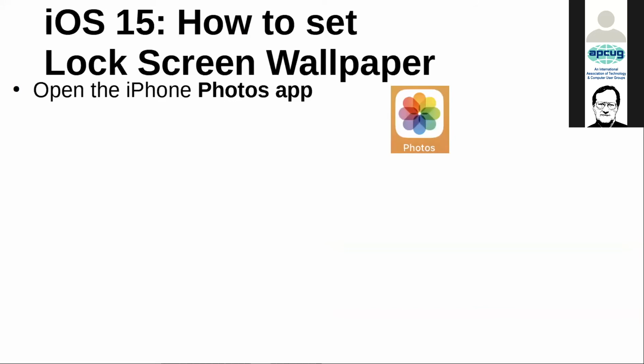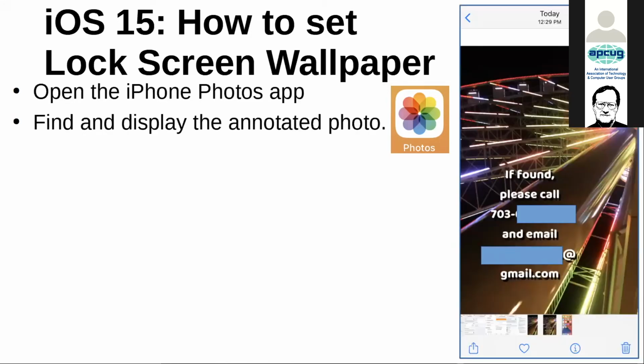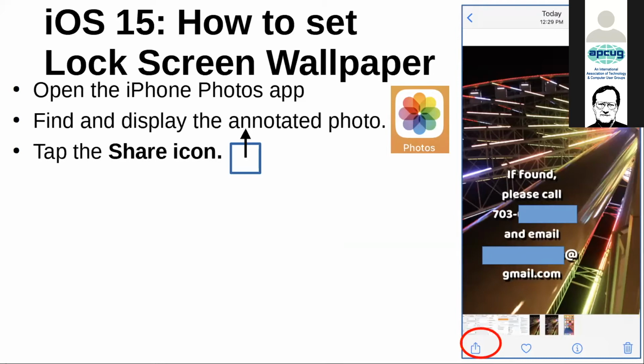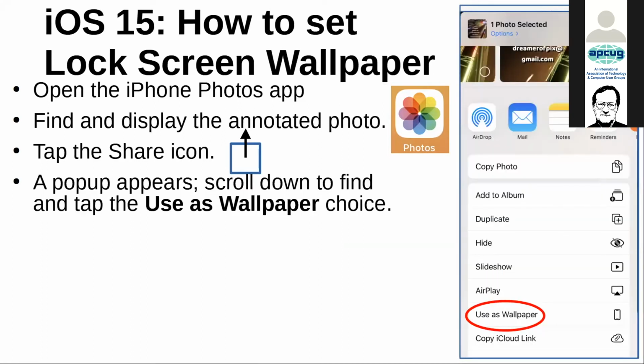Now we're going to explain, with the annotated photo on your phone, how to set it as the lock screen. First of all, you open the Photos app. I've shown you the icon here. You find and display the annotated photo. Now there's a button in the lower left corner called the share icon, and I have kind of tried to mimic it here next to the words in the bullet point. You tap that icon and a pop-up appears. Here's the pop-up. You scroll down to find and tap the Use as Wallpaper choice, which I circled in this image.